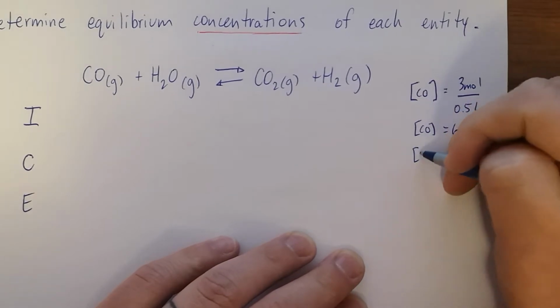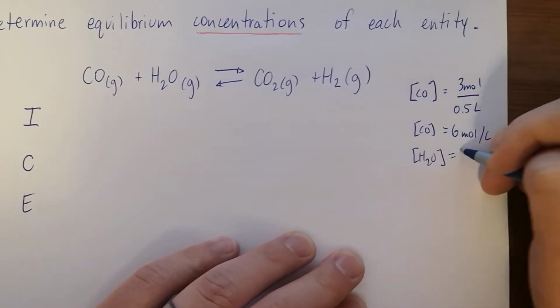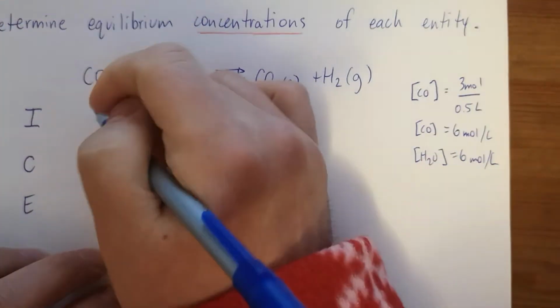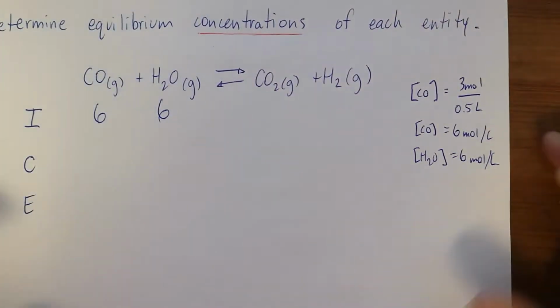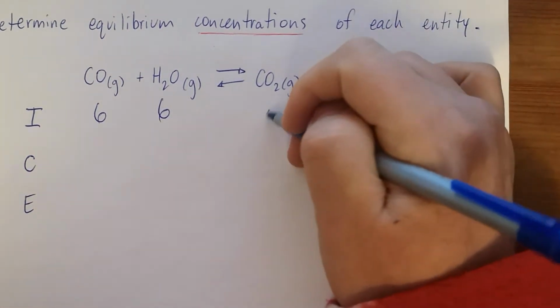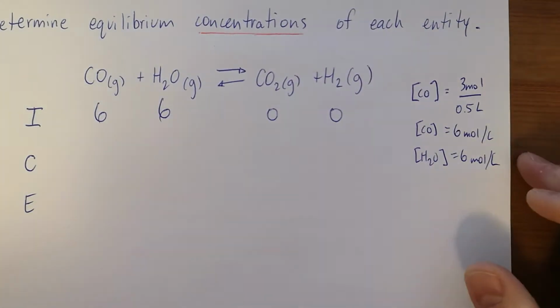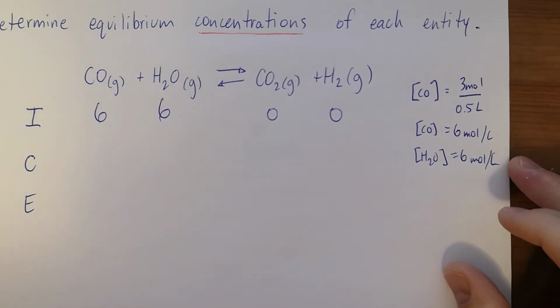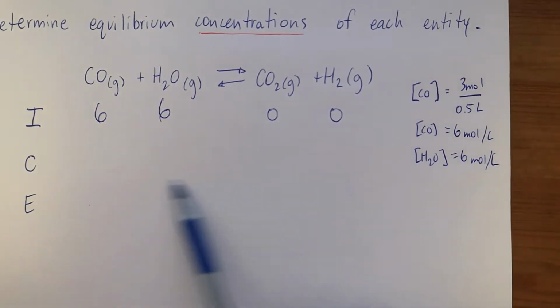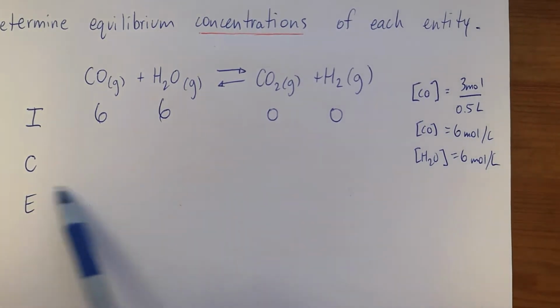Okay, the water was the same amount in the same container, so it's the same as well, 6 moles per liter. That's what we're going to put in here. We assume that these guys started with nothing, so their concentrations are 0. We don't know any of these, which seems like a bit of a problem. I'm going to show you exactly how we get it.